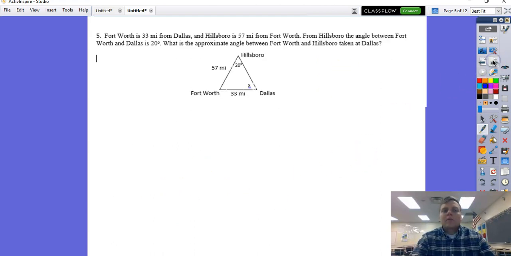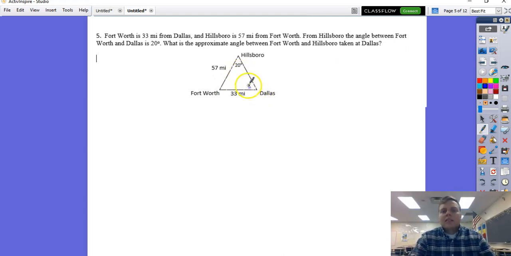Okay, next problem, number 5. Fort Worth is 33 miles from Dallas, and Hillsborough is 57 miles from Fort Worth. From Hillsborough, the angle between Fort Worth and Dallas is 20 degrees. What is the approximate angle between Fort Worth and Hillsborough taken at Dallas? Okay, so basically it wants us to find this angle right here.